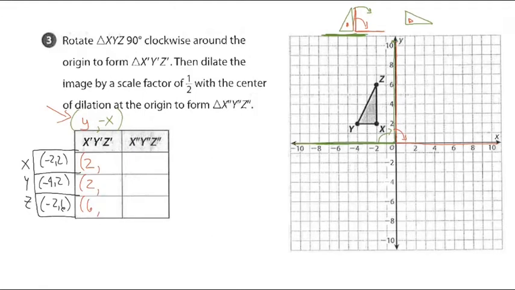My new second number is going to be the opposite of what the original X was. The opposite of -2 is a positive 2. The opposite of a -4 is a positive 4. And the opposite of a -2 is a 2. So I'm going to plot 2, 2, 2, 4, 6, 2. And if I connect these things with lines, before I write down my coordinates, I make sure that it matches what my rough drawing was. I want to make sure it looks like what I think it's going to look like.